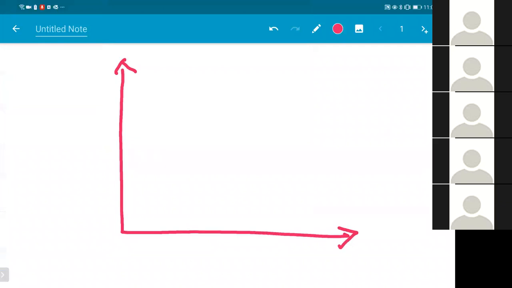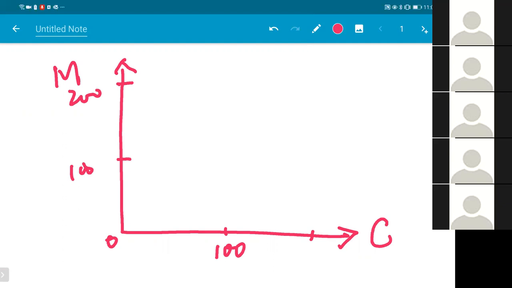Either clam or mango. Right. So if you devote all your time to clam, you can have 100. Or if you devote all your time to mango, then you're going to have 200. And then the PPF is going to look like a straight line connecting these two dots, right? This dot or this dot.